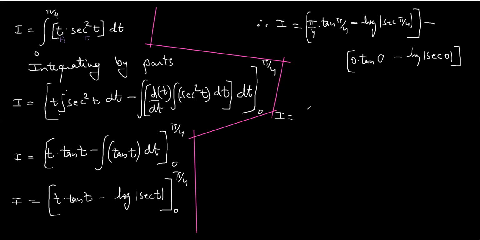So I equals tan pi by 4, which is 1, so pi by 4 into 1, minus log of sec pi by 4, which is root 2, because cos pi by 4 is 1 by root 2. So you get log of root 2.